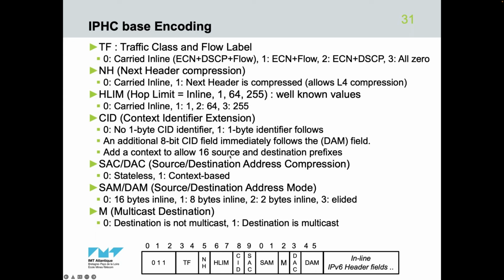contexts. Next, we have what's called the SAC and the SAM. The SAC represents the source address compression, and it indicates whether we have a stateless or context-based address. If it is 0, it means that we do not use context. If it is 1, it means that we do have a context-based address.